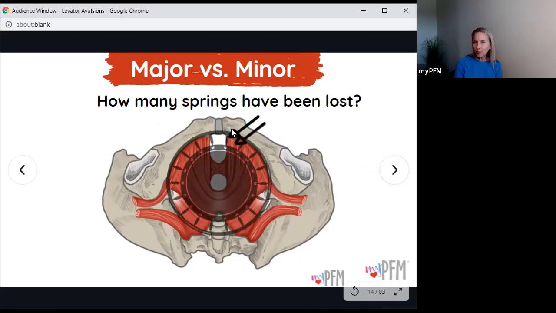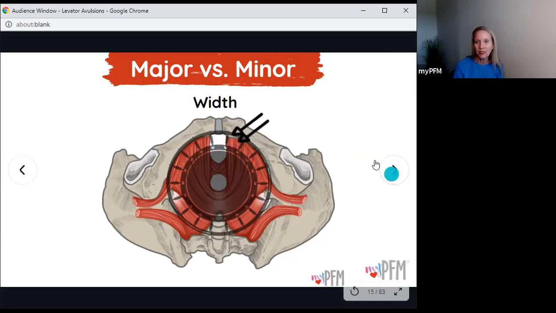There's different terminology, and we're going to go over some of that in a couple slides. But the basic point here that I want you to consider is how many springs have been lost. So was it 1 spring? Was it 2 springs? Was it 3 springs? Was it 4 springs? And of course, the pelvic floor muscle fibers, we don't consider them to be springs. There's ways that we can measure the tears and how extensive the tears are, but understanding it as this trampoline, I think, is a really good analogy. So how many springs have been lost? So you have that basic concept.